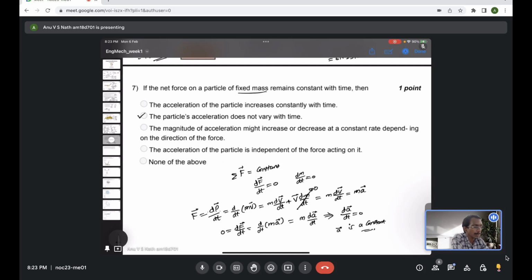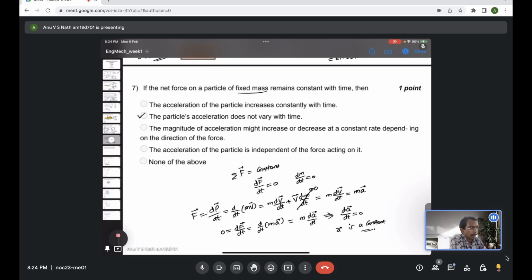So you can check the other options. The first option says that the acceleration of the particle increases constantly with time. That is not the case, because acceleration is a constant. It is not going to change with time. The third option says the magnitude of the acceleration might increase or decrease at a constant rate depending on the direction of the force. But dF by dt being 0 means that the net acceleration in its vector form is constant, it's not varying with time. So acceleration is a constant, that's all.